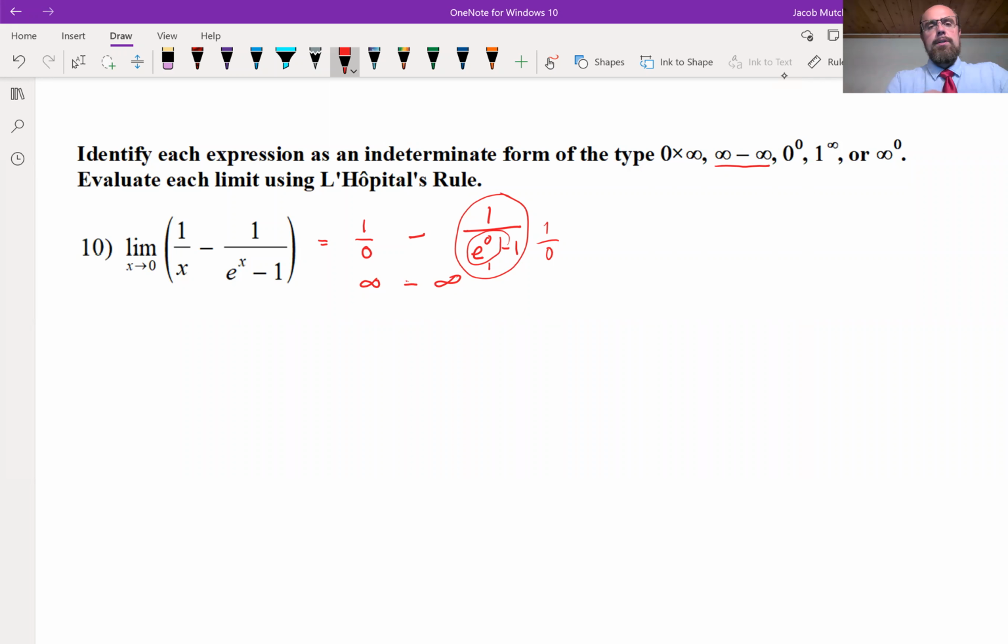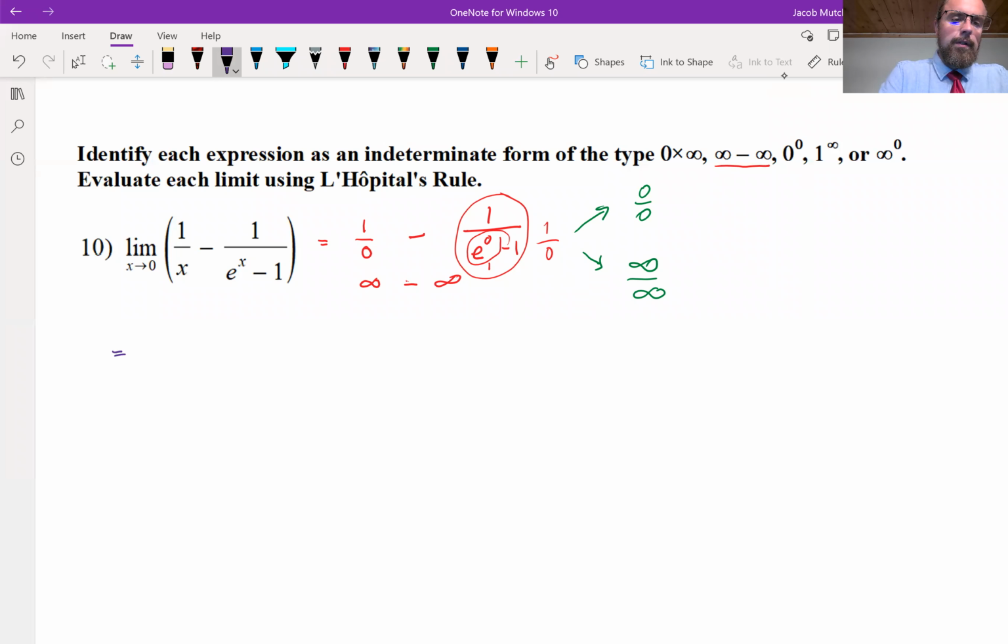I need to transform this now into one of the other two, either 0 divided by 0 or infinity divided by infinity. Again, those are the two forms that are eligible for use of L'Hopital's rule. So just looking at those two forms, they're just a single numerator over a single denominator. I need to combine my fractions. So I'm going to do some work here to do that combination.